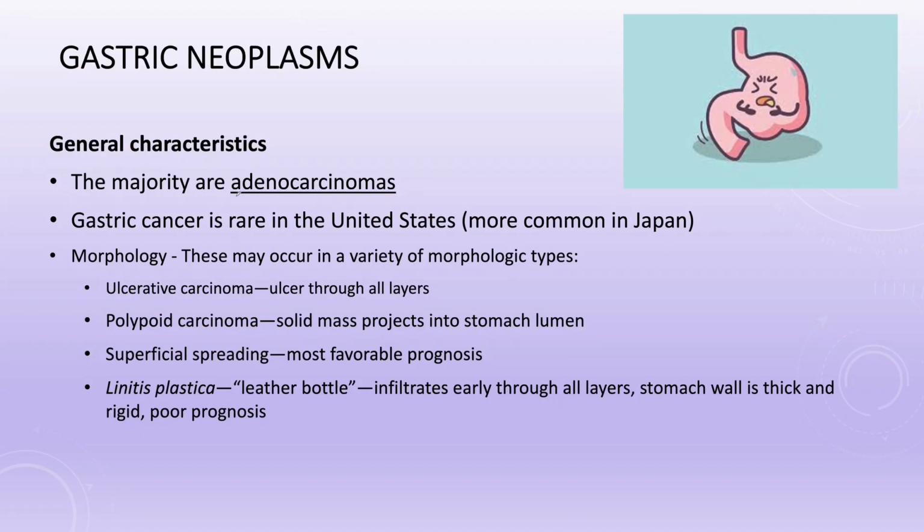The major type of gastric neoplasm is going to be an adenocarcinoma, similar to the adenocarcinoma that we can get in the esophagus. Gastric cancer is actually really rare in the United States, and it's much more common in Japan and the neighboring countries over there. This is more patho-y, but there are different morphologic types. Ulcerative, polypoid, superficial spreading, which is the most favorable, and then the worst type would be this linitis plastica, or leather bottle, where the stomach wall becomes really thick and rigid, and has a very poor prognosis.